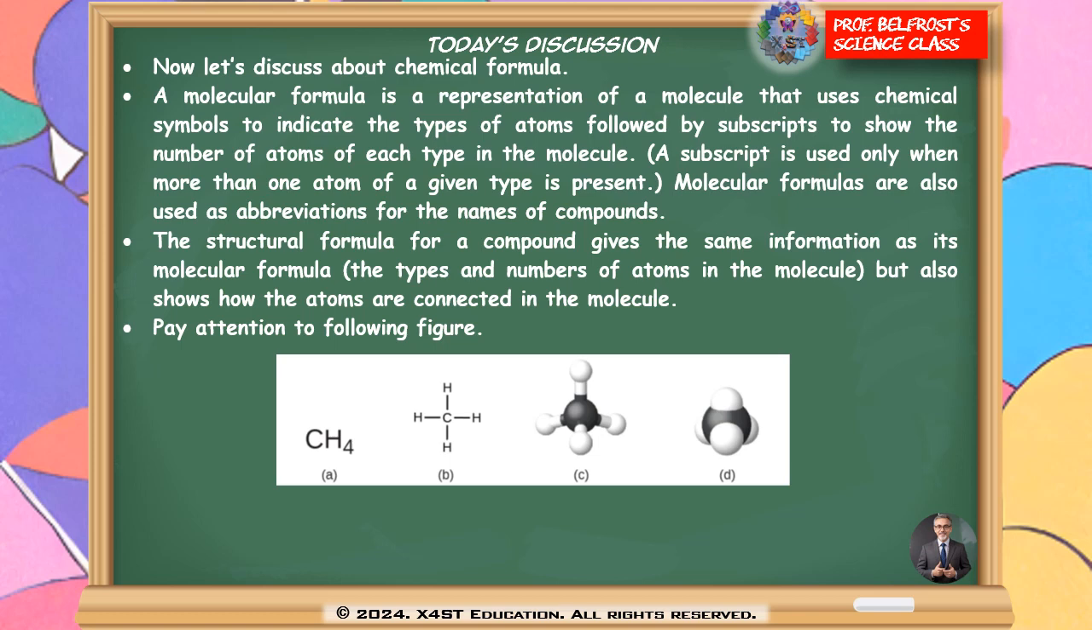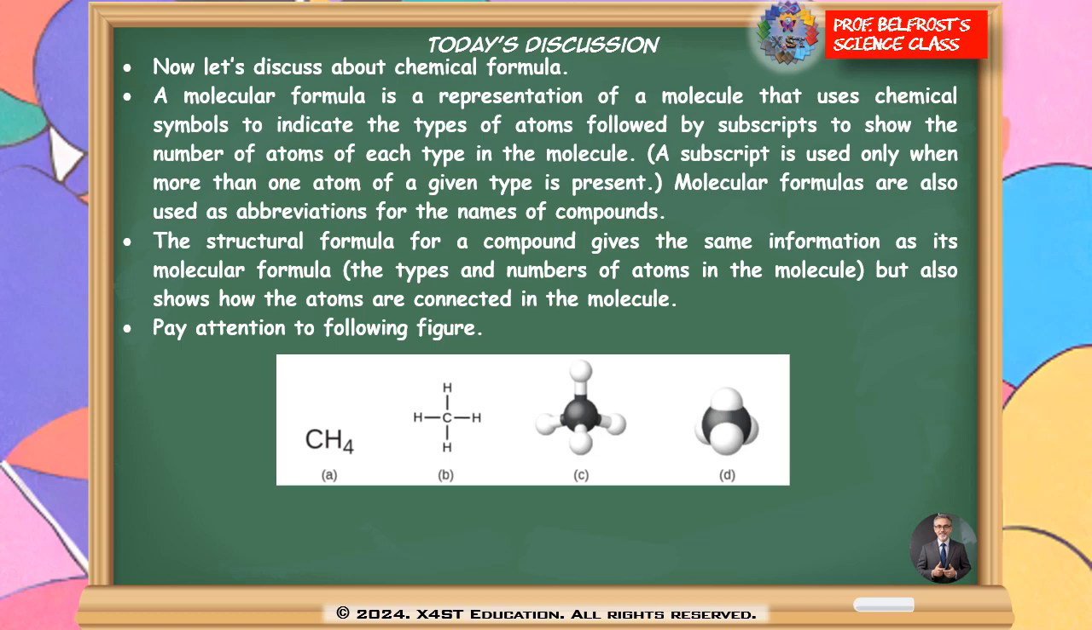A molecular formula is a representation of a molecule that uses chemical symbols to indicate the types of atoms, followed by subscripts to show the number of atoms of each type in the molecule. Molecular formulas are also used as abbreviations for the names of compounds. The structural formula for a compound gives the same information as its molecular formula, but also shows how the atoms are connected in the molecule.